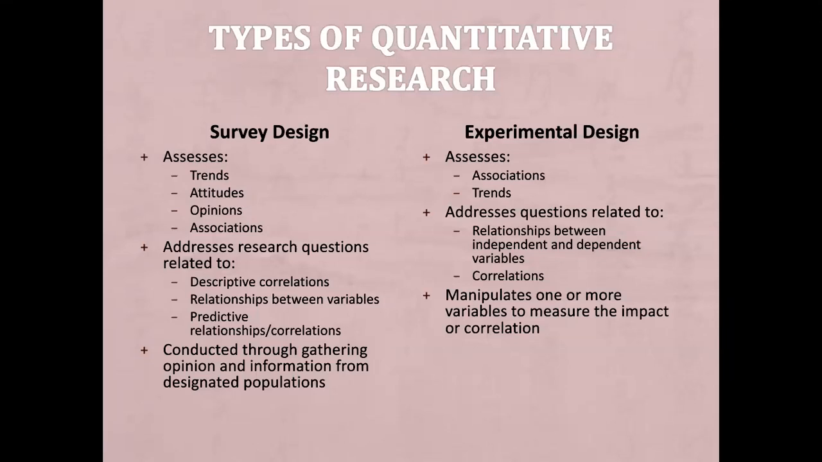In the experimental design, we're also looking at things like trends and associations, and we're addressing research questions related to correlations as well as relationships between both independent and dependent variables. One of the main differences between the survey design and the experimental design is that in the experimental design, we typically manipulate one or more variables to measure the impact that the independent variable will have on the dependent variables. And this allows us to determine if there's a possible correlation or not.